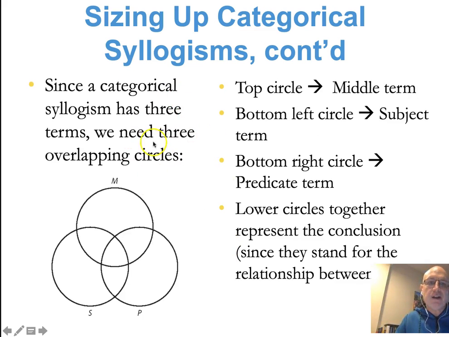Since a categorical syllogism has three terms, we need three overlapping circles. Remember, in our previous diagramming of categorical statements, we had an S and a P. Now, we're looking at categorical syllogisms, we have an S, an M, and a P, a subject, a predicate, and a middle term. So the top circle is our middle term, our bottom left circle is our subject term, and of course our bottom right circle is our predicate term. The lower circles together represent the conclusion, since they stand for the relationship between S and P.